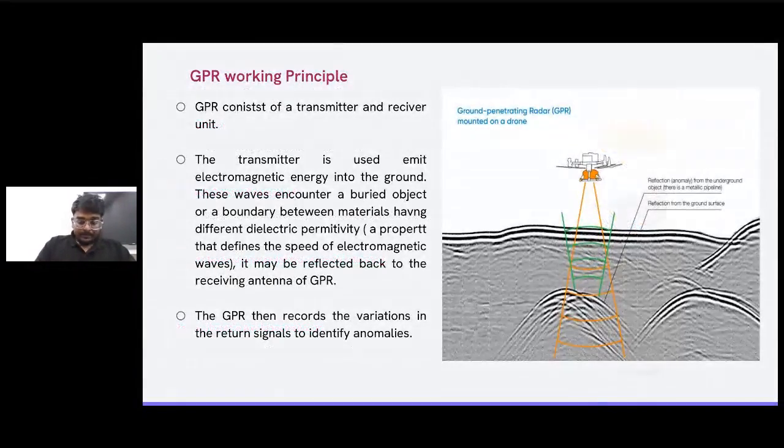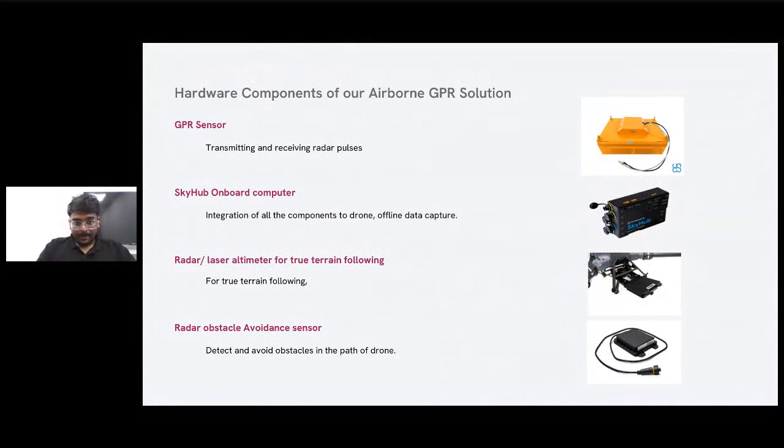Now, to the basic structure of the drone-based GPR solution that we offer. The hardware components include mainly the GPR sensor. GPR sensors can be of different types and models depending upon the requirements, how deep it needs to go, and the size of the object it needs to detect. Depending on all these factors, the GPR sensor model varies.